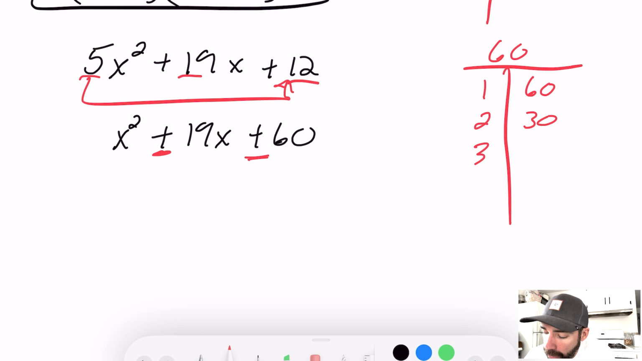So 2 and 30, no. 3 and 20, we're getting close. That's 23. What about 4? 4 and 15.